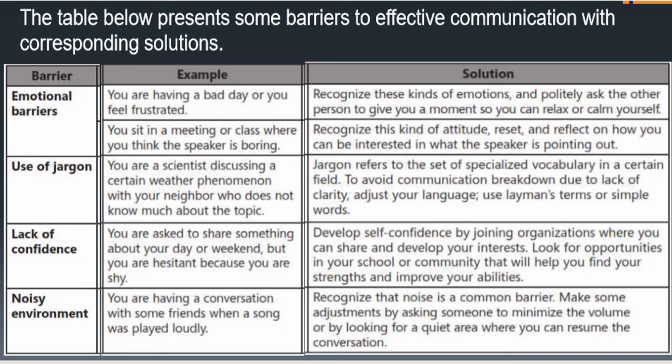Next barrier is the noisy environment. This is very common to us. Example, you are having a conversation with some friends when a song is played loudly. So all you have to do is recognize that noise is a common barrier. Make some adjustment by asking someone to minimize the volume or by looking for a quiet area where you can resume the conversation.